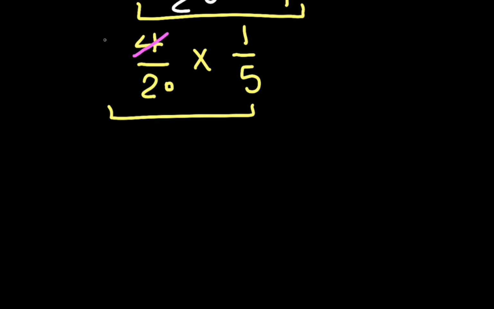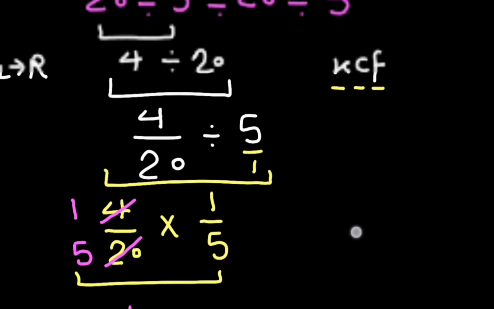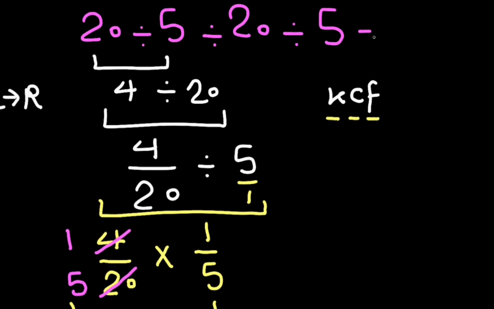4 divided by 4 gives us 1 and 20 divided by 4 gives us 5. Now we have one fraction. 1 times 1 gives us 1 and 5 times 5 equals 25. So the final answer is 1 over 25.